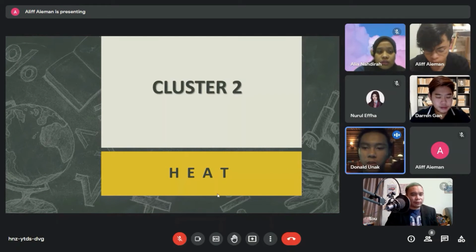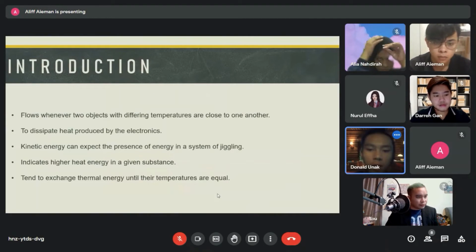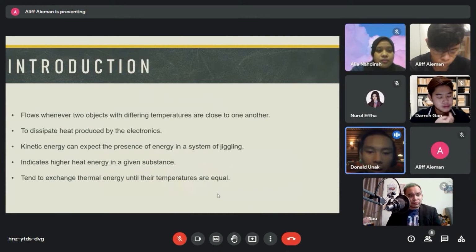Computer fans that can be heard spinning are used to dissipate heat produced by the electronics. Computers might melt or catch fire without these fans. We put on coats in the morning to stay warm. Next, I would like to discuss with you the article that I studied regarding heat.